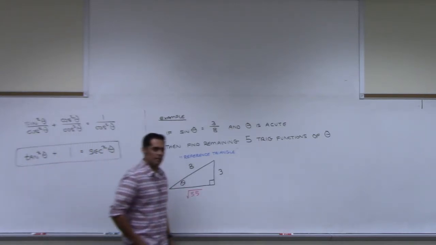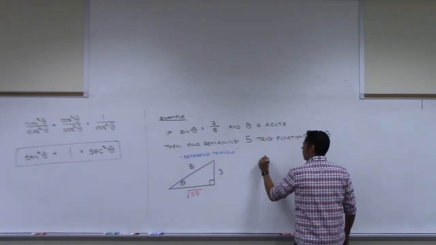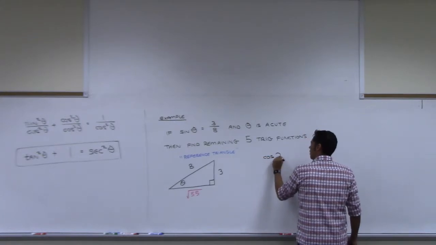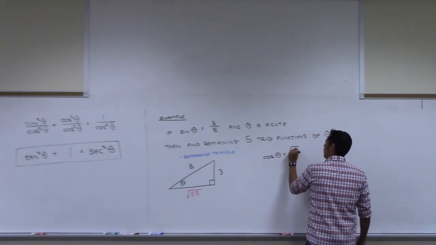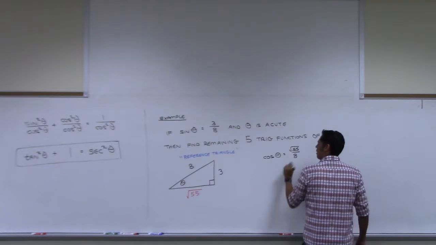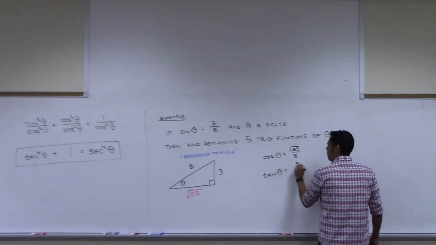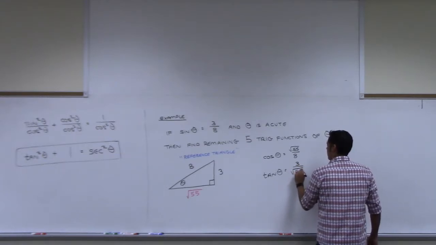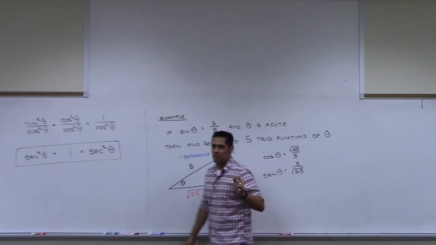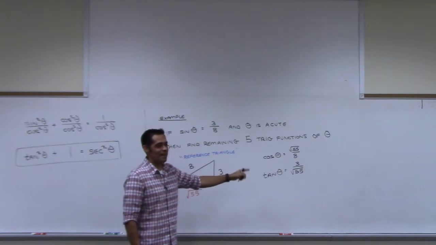Now we just crank out the formulas. So sine we've got, cosine would be root 55 over 8. And then tangent, 3 over root 55. And in case I didn't tell you, you can never leave a radical in the denominator.